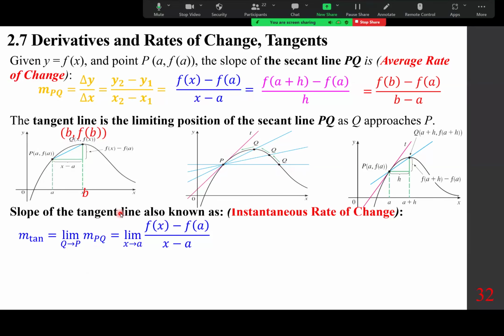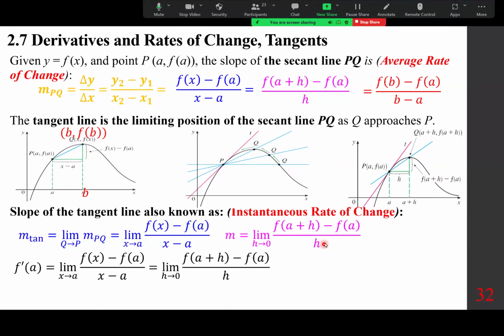Or if you look at this one, f of x minus f of a over x minus a as x approaches a. So remember, this is x before putting b, as x approaches a. If you look at this one, as h approaches 0, they all mean the same thing. And so f prime of a is the limit of f of x minus f of a over x minus a as x approaches a, or the limit of f of a plus h minus f of a over h. That's normally what we use at a specific point.